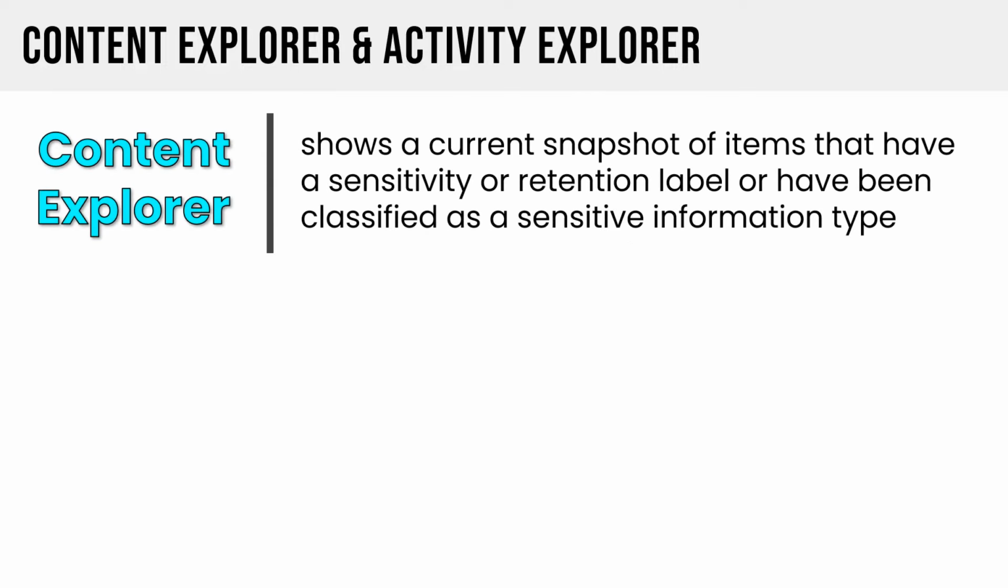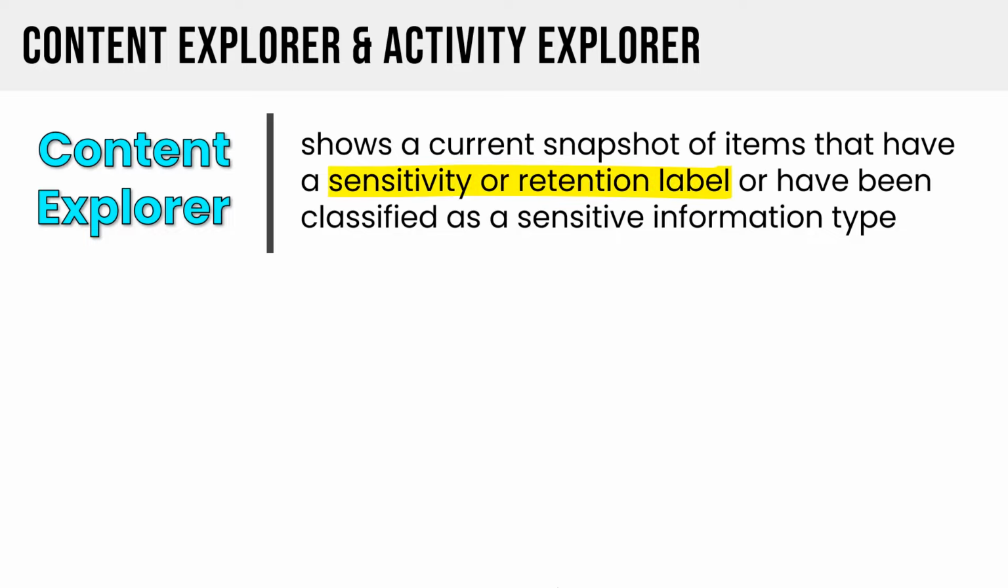So you'll be expected to be familiar with Content Explorer and Activity Explorer. They're called out in the skills measured. So Content Explorer shows a snapshot of items that have a sensitivity label or a retention label applied or have been classified as a sensitive information type. So sensitivity or retention label.